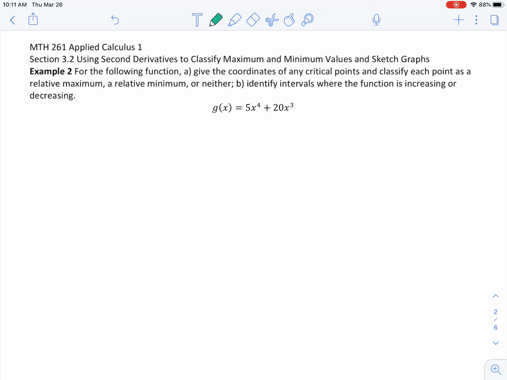Alrighty. For the following function, give coordinates of any critical points and classify each point as a relative maximum. Let's try that one again. A, I'm going to find critical values.